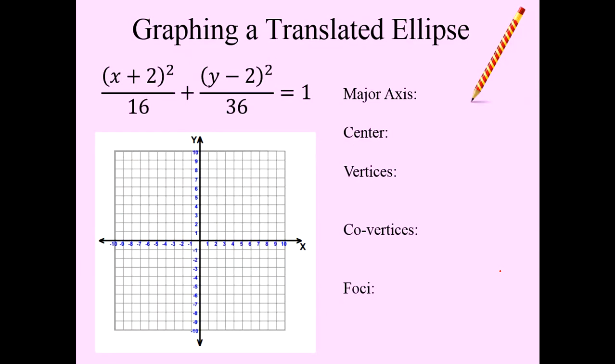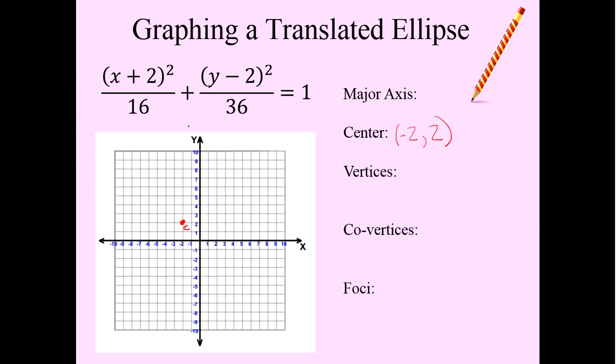So, I got to graph my ellipse here. So I got x plus 2 squared over 16 plus y minus 2 squared over 36 equals 1. So very first thing I want to figure out is, what is my center? So my x value is going to be the opposite of positive 2, so it's going to be negative 2. And my y would be 2, because it's opposite of negative 2. So my center is at negative 2, 2. So on my graph, I'm going to put a little dot there, and I'm going to put a nice little C so that way I know it's my center.